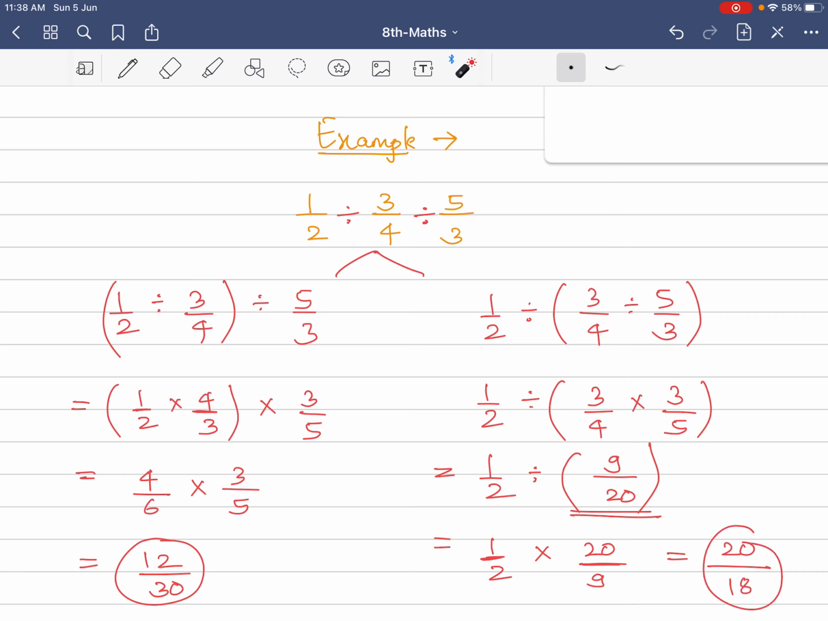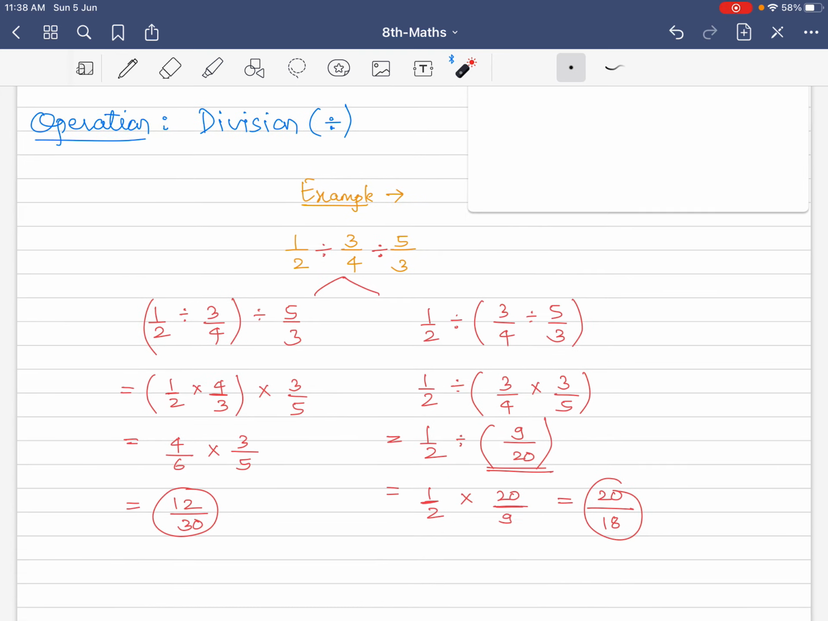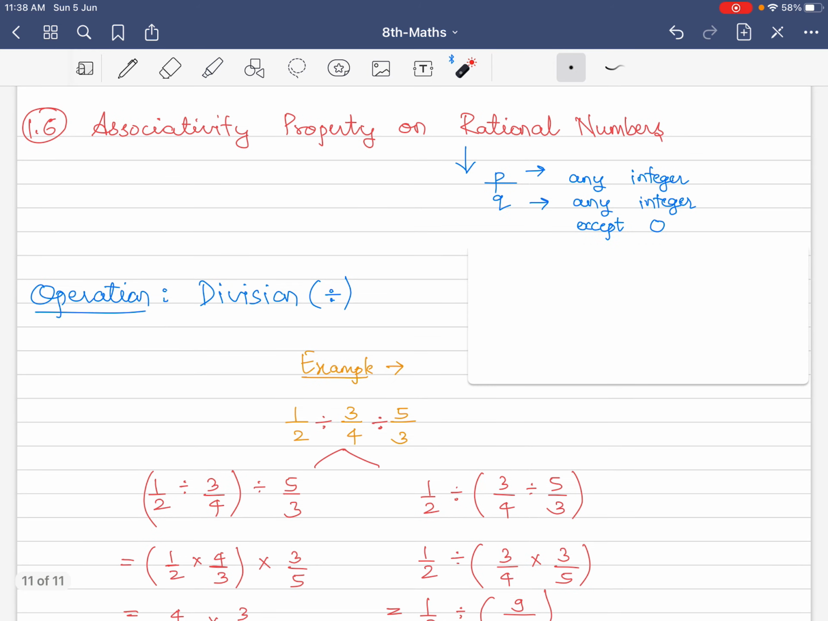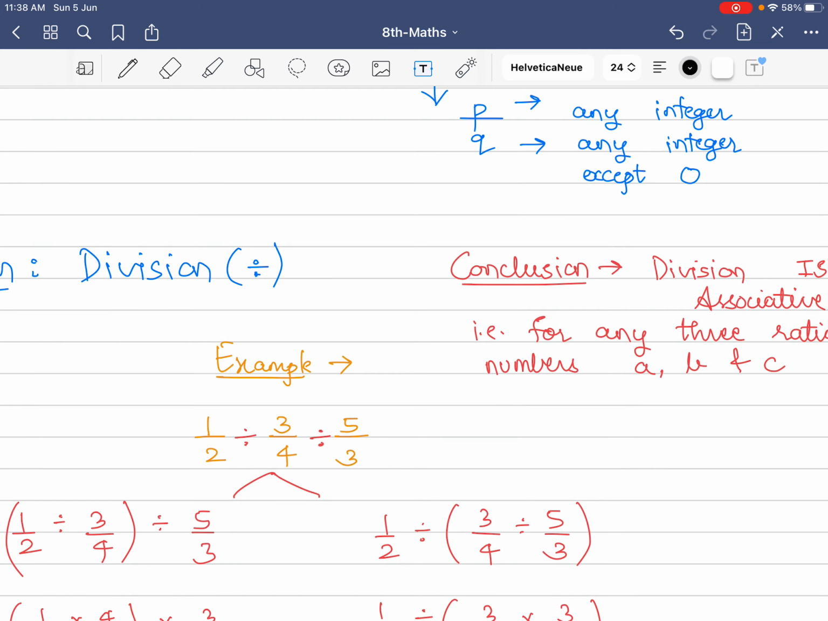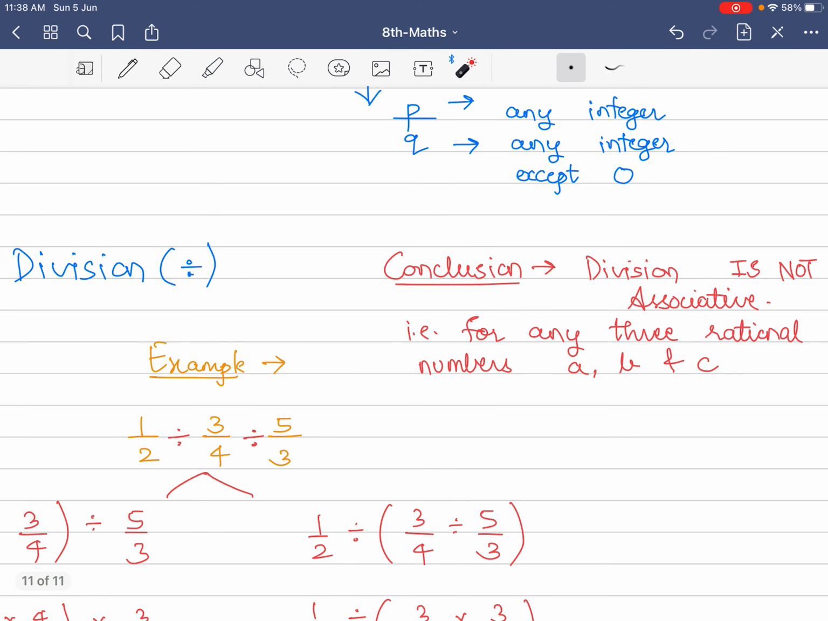So very clearly we can see that the outputs that we get, 12 by 30 and 20 by 18, are different for these different associations. Thus, when it comes to the division operation for rational numbers, we say that division is not associative. Let's come here. Yes. So this is our conclusion, that division is not associative.